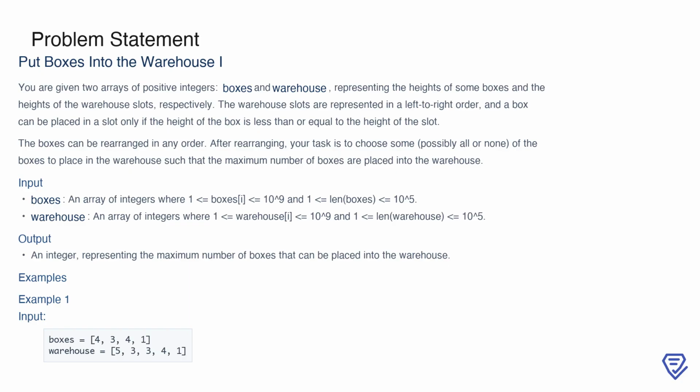Importantly, the boxes can be rearranged in any order to maximize the number of boxes we can place into the warehouse. The goal is to determine the maximum number of boxes that can fit within the constraints. For the input, the boxes and warehouse arrays can each have up to 10^5 elements, and the heights of both boxes and slots can range from 1 to 10^9. The output should be an integer representing the maximum number of boxes that can fit into the warehouse.